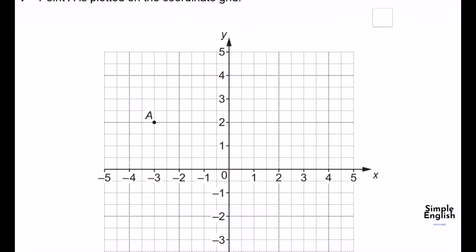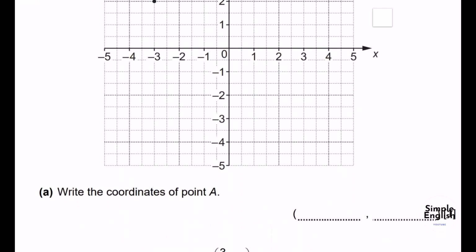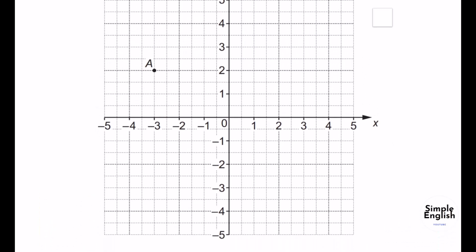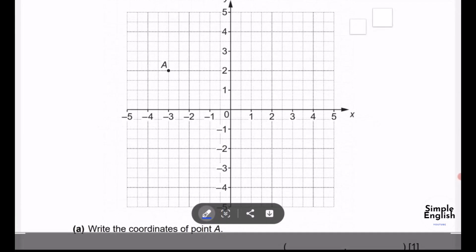7. Point A is plotted on the coordinate grid here. Write the coordinates of the point A. So easy, right? So the vertical line, which is the x-axis, right? The x-axis means -3. The horizontal line here is 2, right? It means the y-axis. So the coordinates of point A are -3, 2.